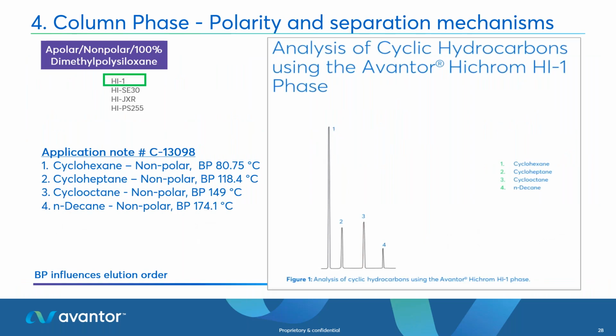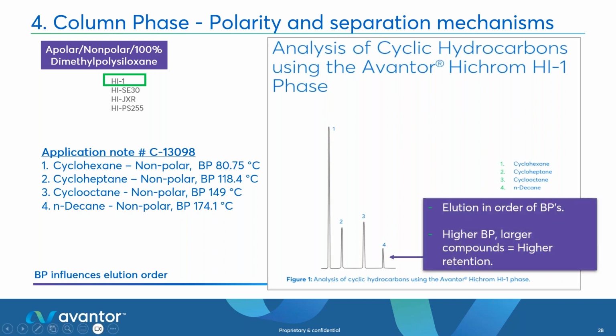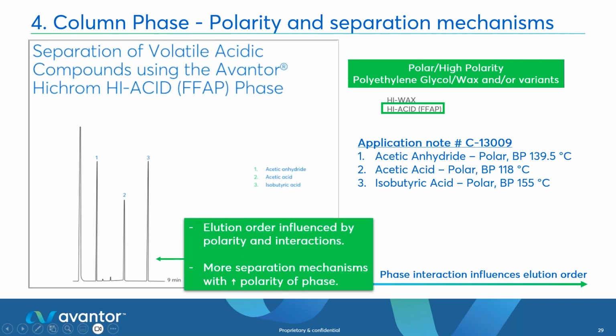An example here is where we have a nonpolar column. It's the high 1 column, and we've got 4 analytes, and we can see they've eluted in boiling point order. So the highest boiling point, the larger compounds, have the higher retention. Then this compared to a polar column, a higher polarity column. They've eluted in the order depending on the polarity, but also the interactions that they've had with the phase, because there are different mechanisms of separation when we increase the polarity of the phase. So the elution order is not in boiling point order.